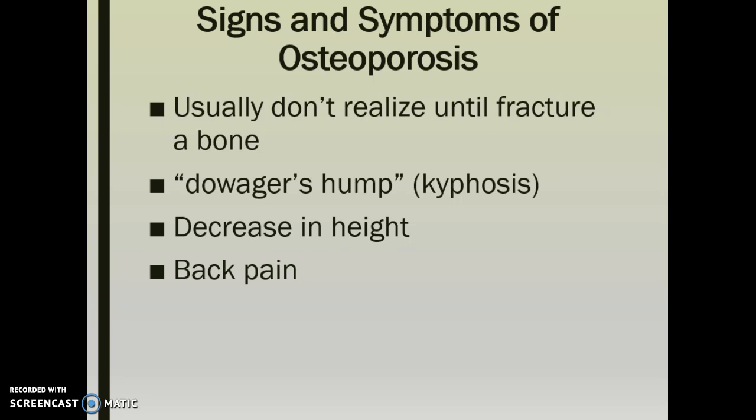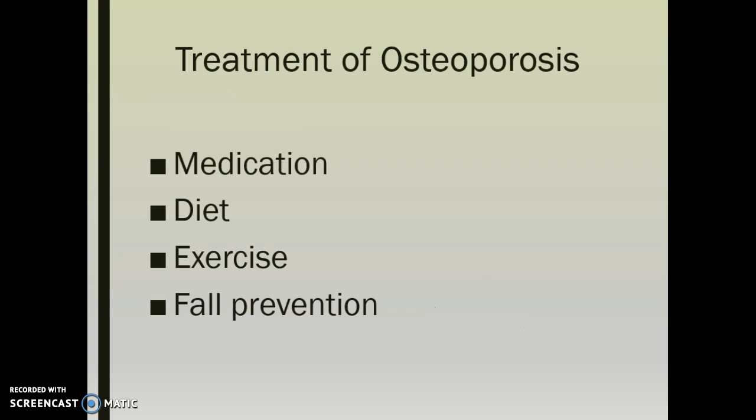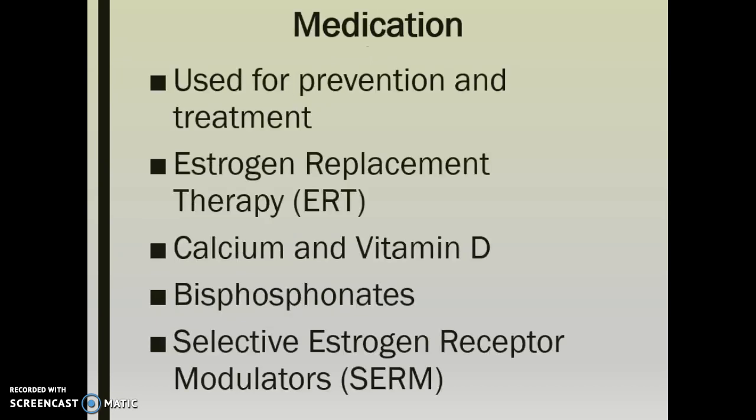They do a bone density scan for people who are at risk or have a familial history of it. It's diagnosed with all kinds of things: X-ray, ultrasound, CAT scans. This dual energy X-ray is really good. It looks at the porousness of the bones, and they usually do it of the hip, and it's good to have a baseline. A bone mineral study is also very good. Treatment is meds, diet, exercise, and then safety to prevent falls is incredibly important.